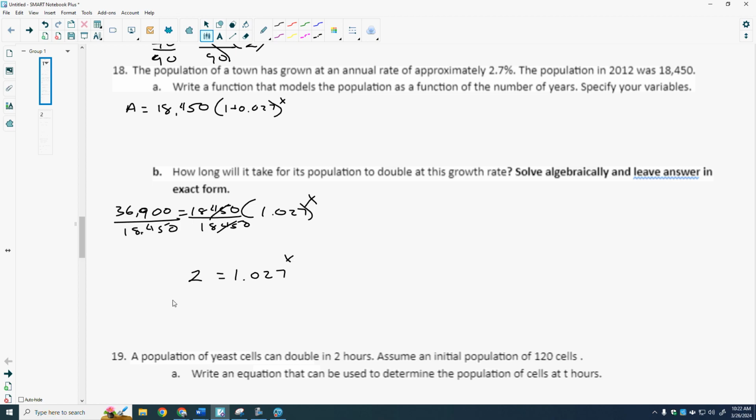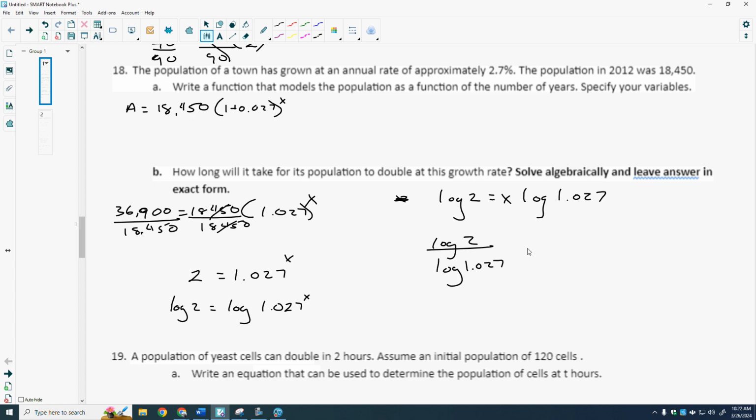Take the log of both sides. Bring the x down in front. Decided not to skip any steps this time. Divide by log of 1.027. Grab a calculator, type it in. Answer should be 26.02 years.